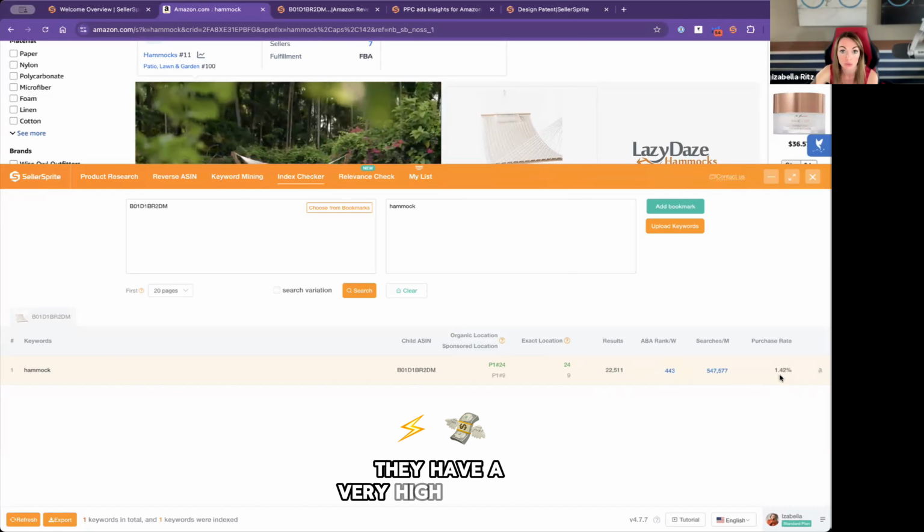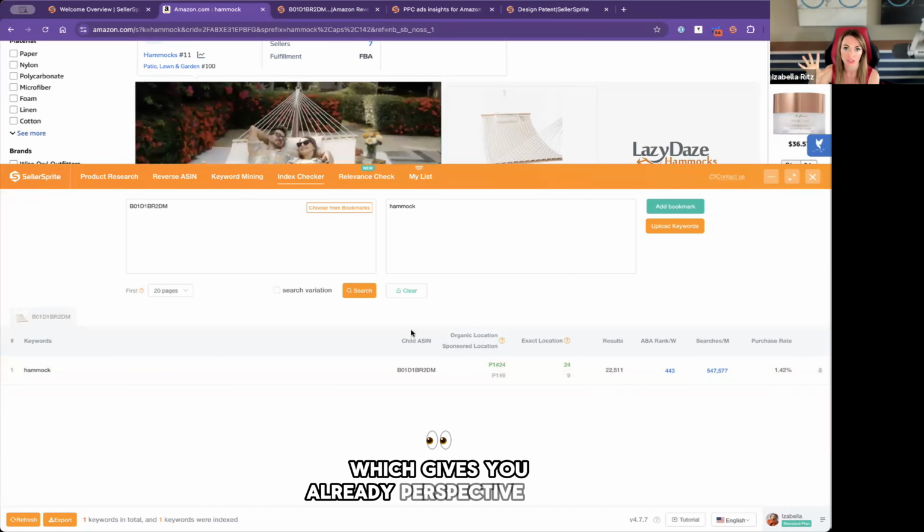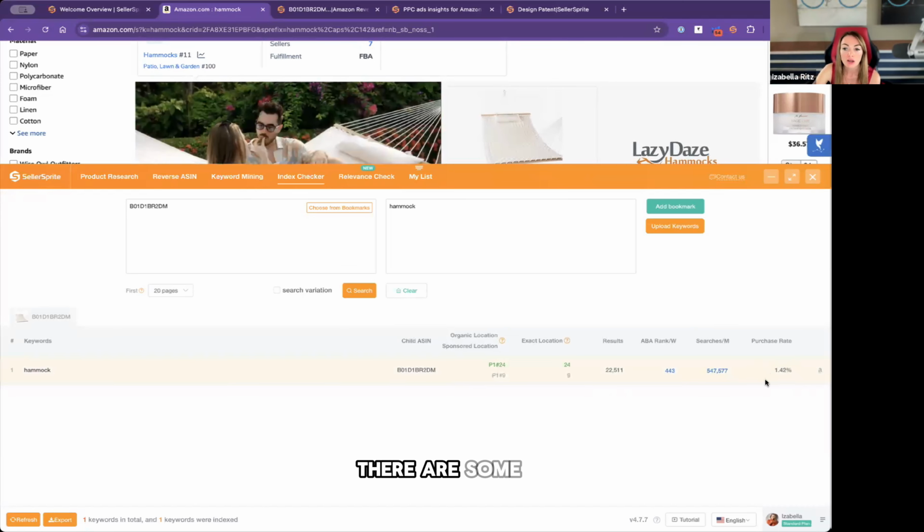but the other 3 that we've been looking at have a very high purchase rate, which already gives you perspective that there are some low-end players that you don't want to learn from. You want to learn their mistakes, and you want to learn the A players' success stories. So you want to go after their success as well.